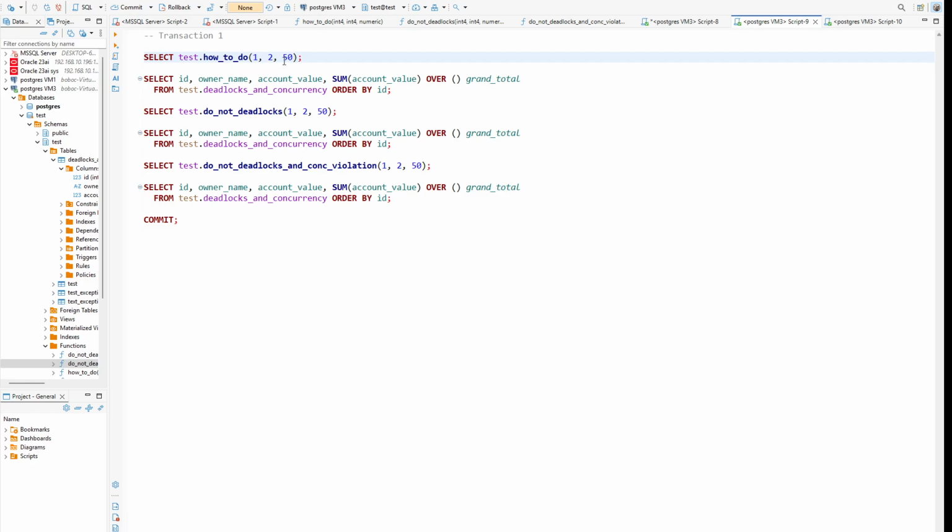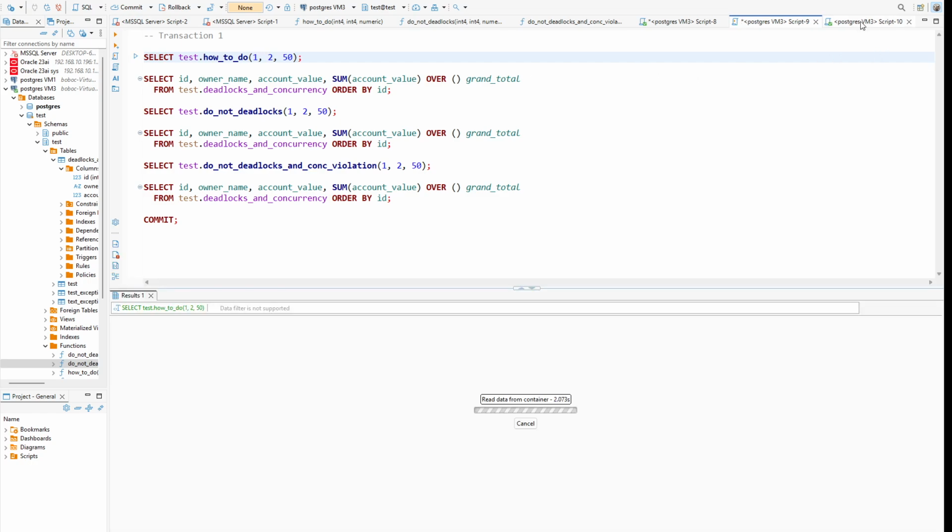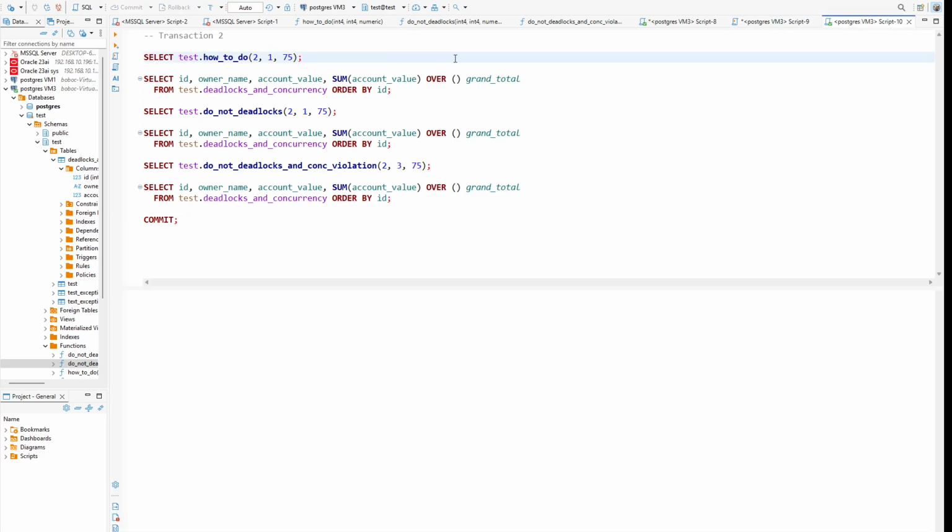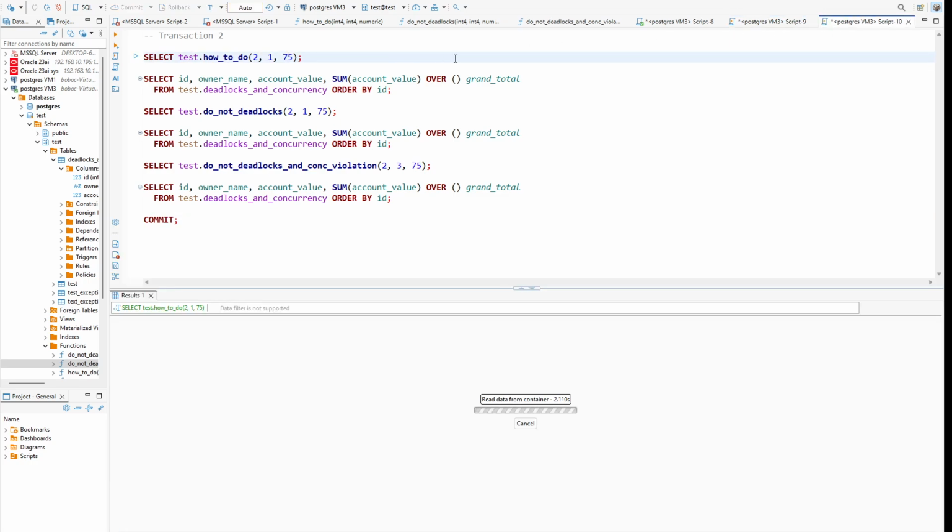We will move 50 from ID1 to ID2. And then we will move 75 back from ID2 to ID1. As a matter of fact, only 25 will be the result.